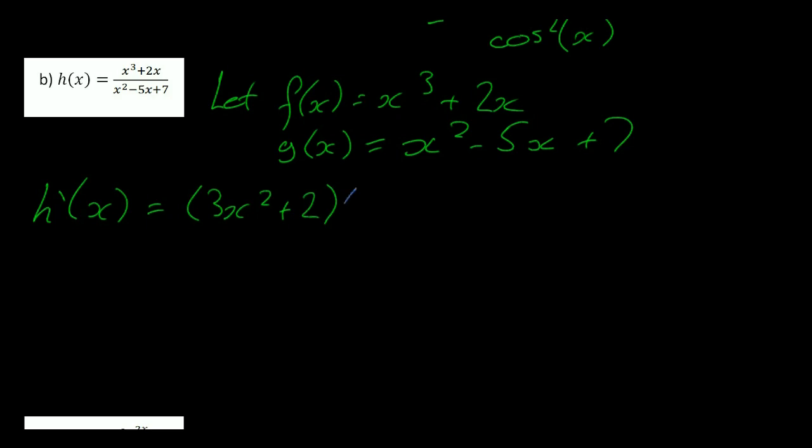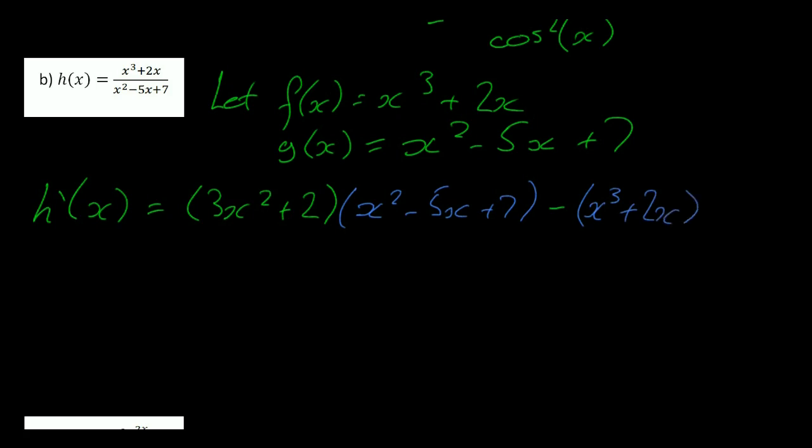So this is where I'm just going to write this in blue. I'm going to leave it as it is: x squared minus 5x plus 7. We want to subtract, so we're going to leave f of x this time, because we differentiated x cubed plus 2x before. This time we're going to leave it alone.